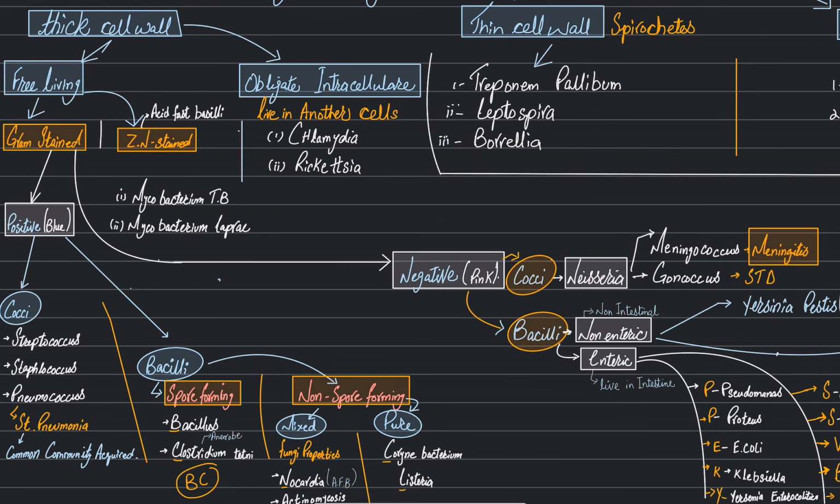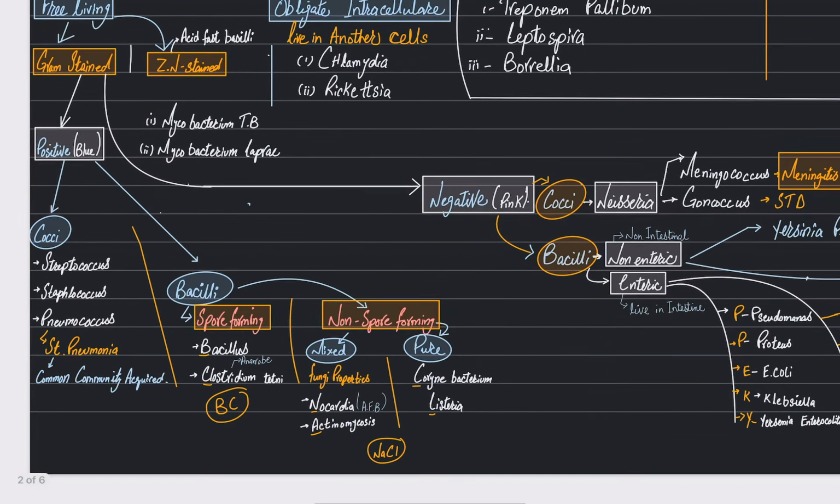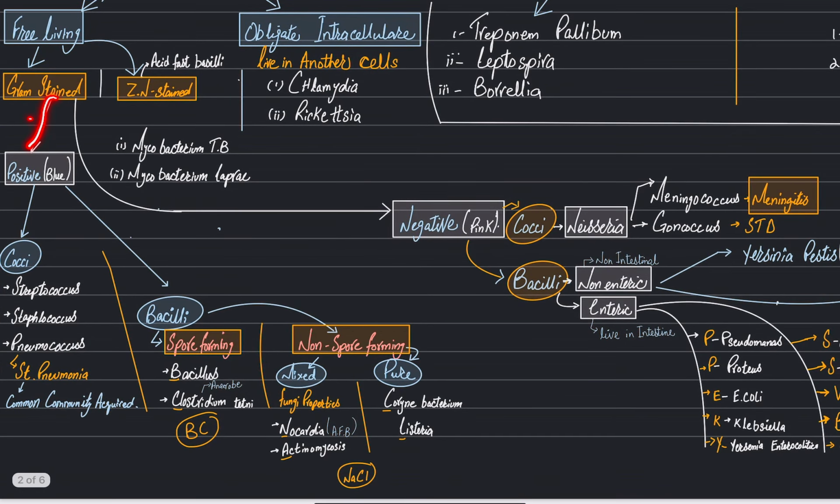Free living is divided into two: gram stained and ZN stained. ZN stained is acid-fast bacilli, and there are only two types included here: Mycobacterium tuberculosis and Mycobacterium leprae. And for gram stained, we all know about the stained bacteria. There are two types: positive and negative. Positive gives blue, negative gives pink.